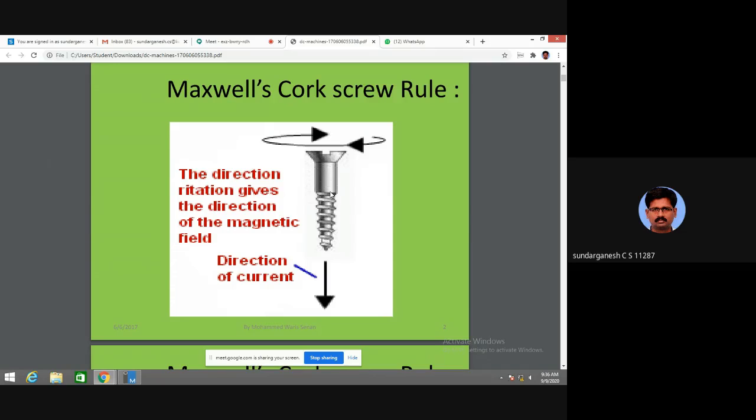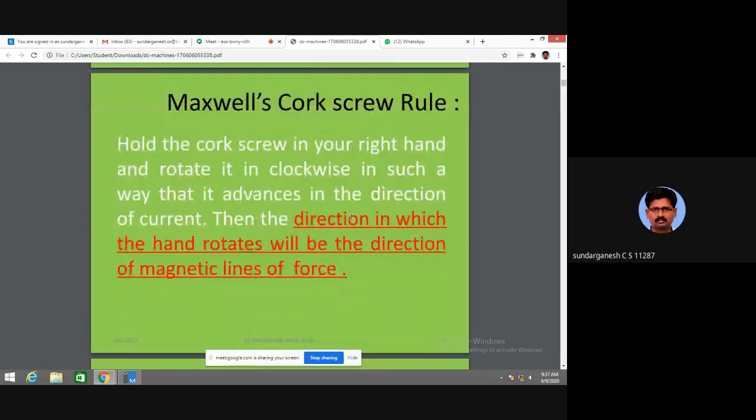In this Maxwell corkscrew, a direction is given. In this figure, if you see, it is an anti-clockwise direction. If you screw in an anti-clockwise direction, the direction of the current produced will be downwards. If you unscrew, doing a clockwise direction, the current direction will be upwards. Okay. So this is the rule developed by Maxwell. It depends upon the corkscrew, so it is given the name Maxwell corkscrew rule.